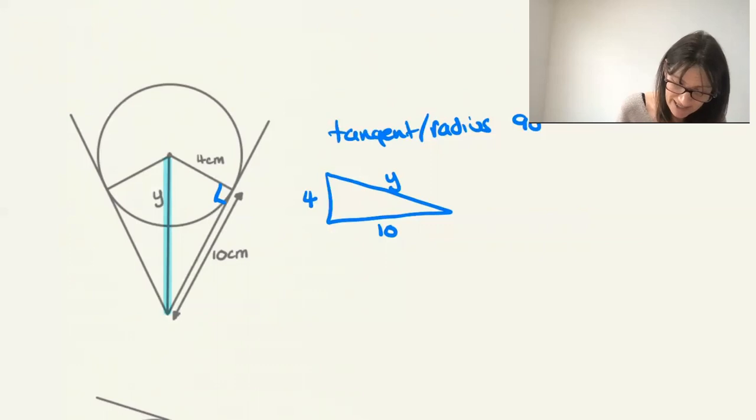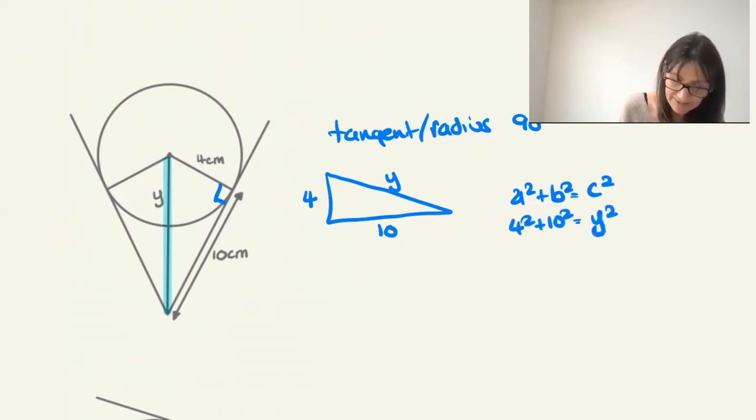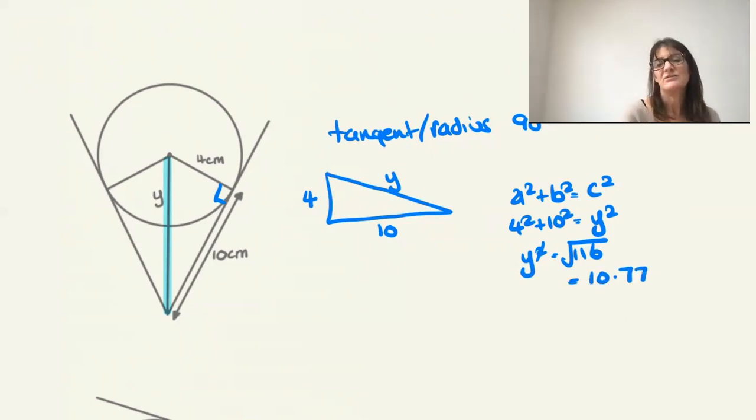So we're going to be doing a squared plus b squared equals c squared. Okay, so I've got my a and b. I know that that is 4 squared plus 10 squared, and c is y, so that will become y squared. Y squared is going to equal 116. Root that to find y, and you will get 10.77 to 2 decimal places. Okay. If you spotted that, honestly, really well done.